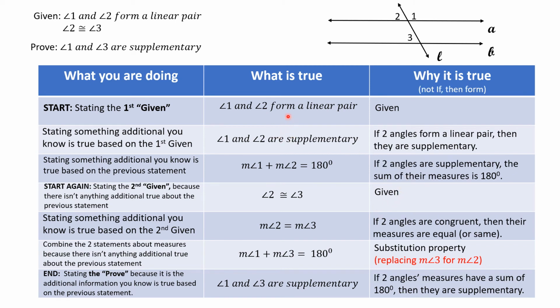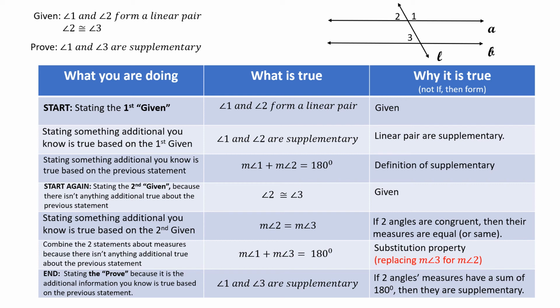Okay, so here's the same exact proof. And for the second step, instead of if-then, I can write linear pair supplementary. It's the same conditional statement, it's just not in if-then form. In line 3, instead of saying if two angles are supplementary, their measures is 180, you can say a definition. Definitions tend to occur when you go from words to numbers, but not always.